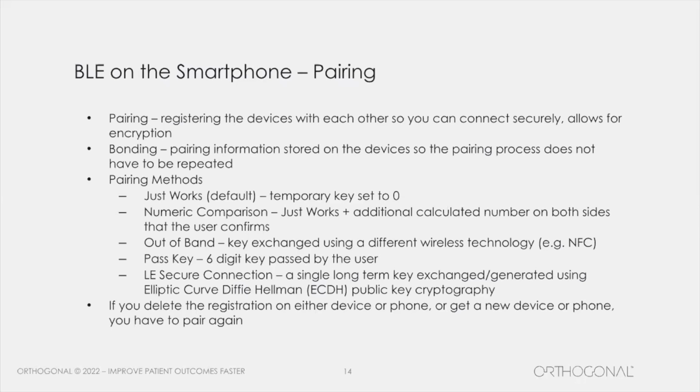Then there are a whole bunch of other things: numeric comparisons, out-of-band pairing, which is exchanging keys using a different technology. It could be a wireless technology like NFC that is very common, but sometimes it's also automatic key generation that a user ends up seeing on one device, or even the device sees on another device, like a barcode or a QR code, and then uses that for the pairing. The Apple Watch, for example, uses that.